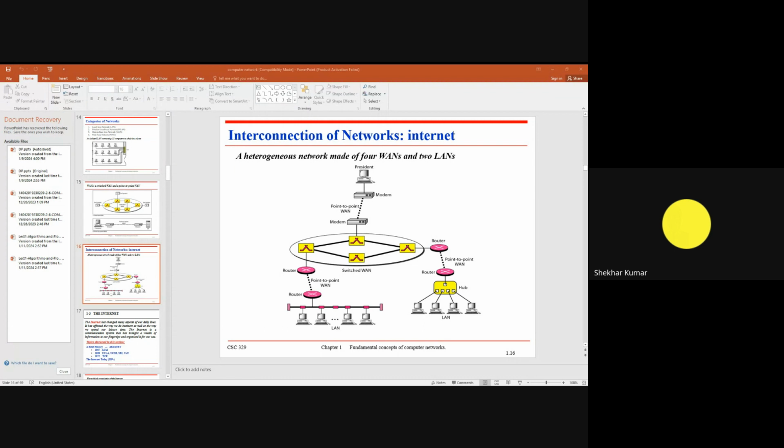A MAN is optimized for a larger geographical area than a LAN. It ranges from several blocks to buildings to the entire city. A MAN can also depend on communication channels of moderate to high data rates. It may be owned or operated by a single organization, or many individuals or organizations may also use it, operate it, or own it.